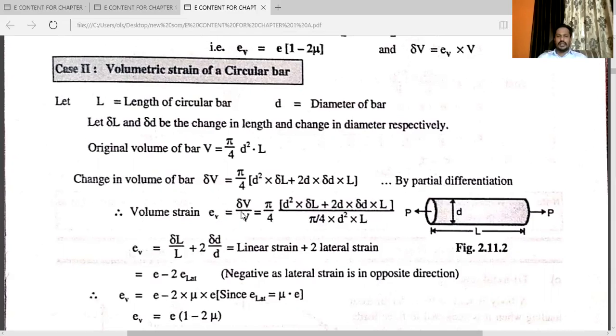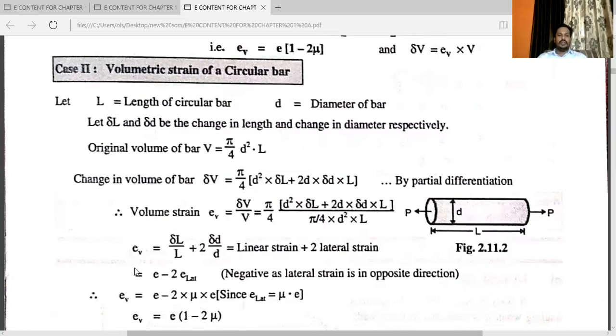See here, EV, that is volumetric strain, is equal to delta V upon V. So after putting the values, you will get this equation: pi by 4 in bracket D square into delta L plus 2D into delta D into L, upon pi by 4 into D square into L. So here you will get delta L upon L plus 2 delta D by D. Delta L by L is nothing but linear strain, and delta D by D is nothing but lateral strain.